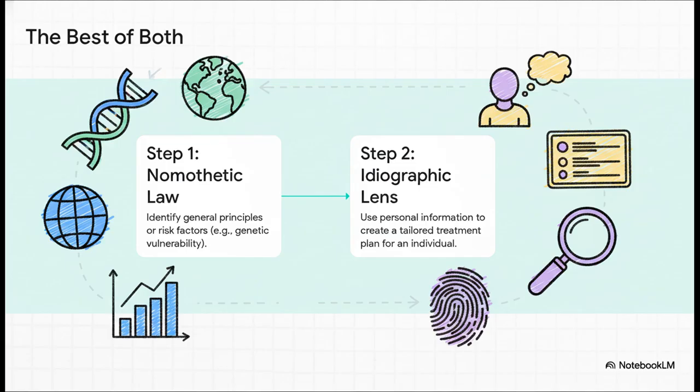Well, the truth is, modern psychology would say neither of them. The real answer, the most powerful solution, is what we call an interactionist approach. It's about getting the best of both worlds. You start with a broad nomothetic law, right? Like identifying a general genetic risk for a disorder. And then you apply an idiographic lens, using all that detailed personal info to create a treatment plan that's perfectly tailored to that one individual.